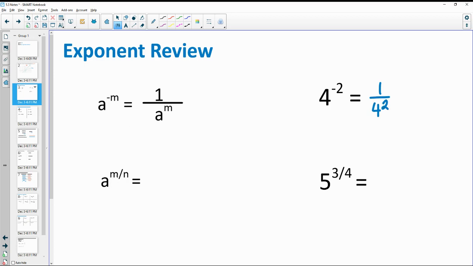If you have a fractional exponent, remember that the number in the denominator of your exponent is your root. So you'd have the nth root of a to the m power. And that m can be put inside the root like that, or you can have it outside of the root like this, depending on what makes the most sense for the problem. So for this one, we would have the 4th root of 5 cubed.